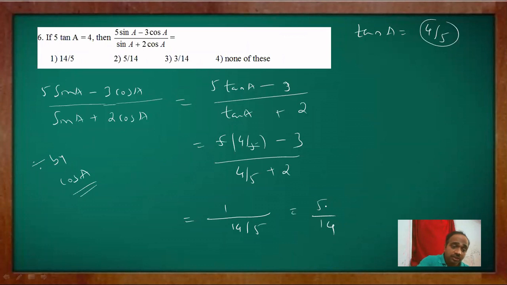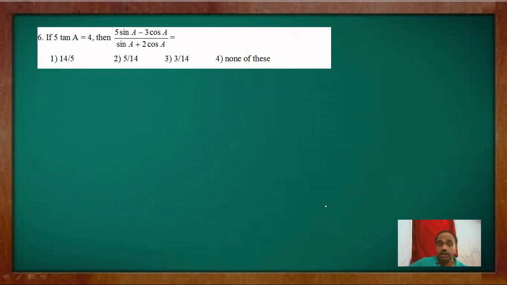But here, what is the standard technique? I mean, what is the shortcut technique here? Shortcut techniques cannot be used in all problems, and one shortcut method cannot be applied to another problem also. So tan A value here: 5 tan A is equal to 4 means tan A is equal to 4 by 5. Correct? But what is tan A?